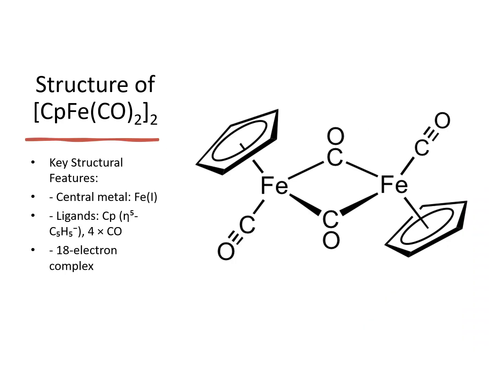The structure of this organometallic complex is such that each iron center is bound to an η5-cyclopentadienyl ligand and two carbonyl ligands, and the two metals are directly bonded to each other. Each iron atom is formally in the +1 oxidation state, giving a 17-electron monomer, but dimerization with an iron-iron bond brings each iron center to an 18-electron configuration.